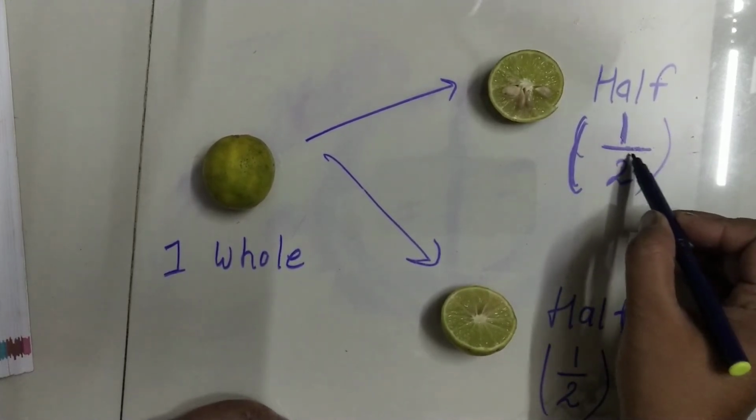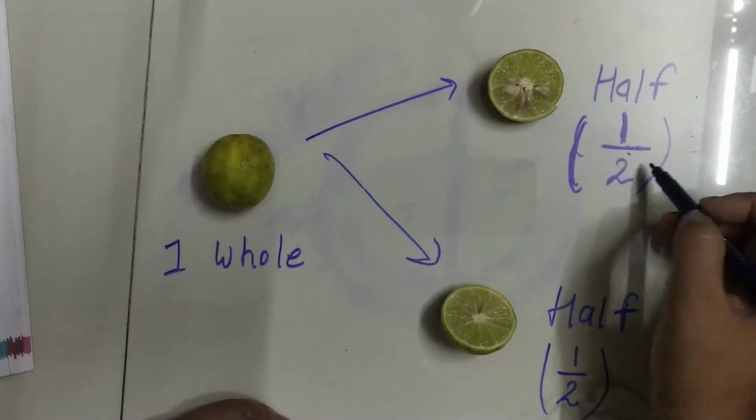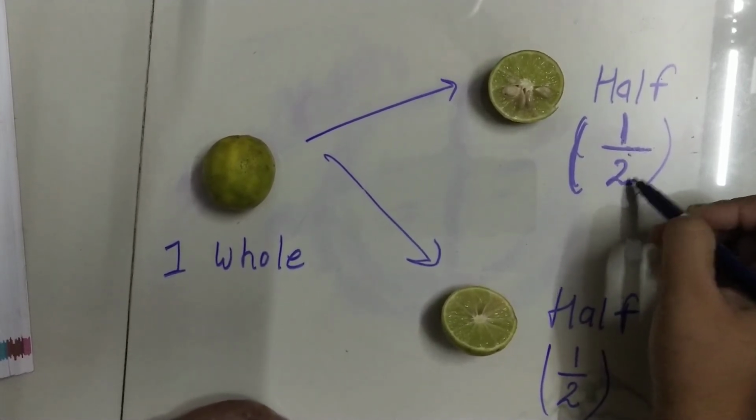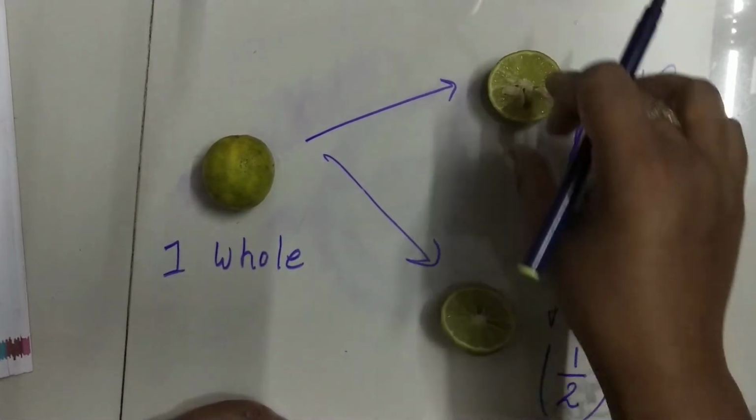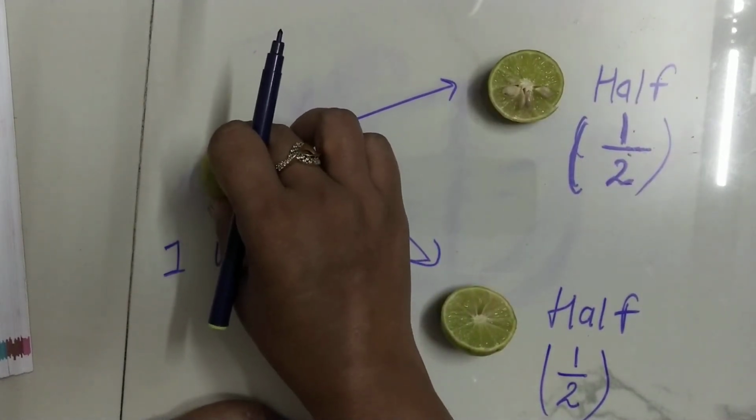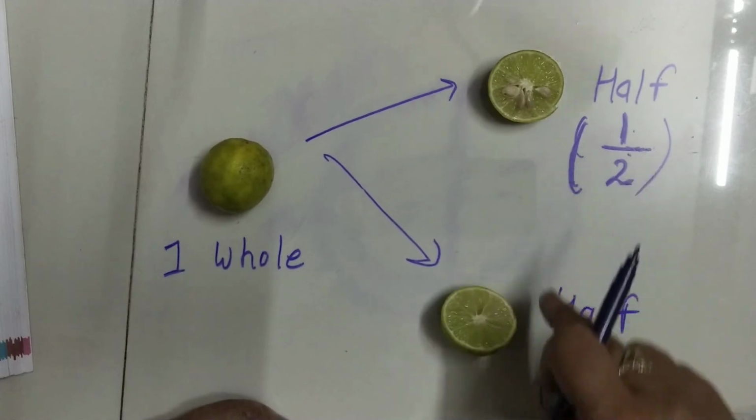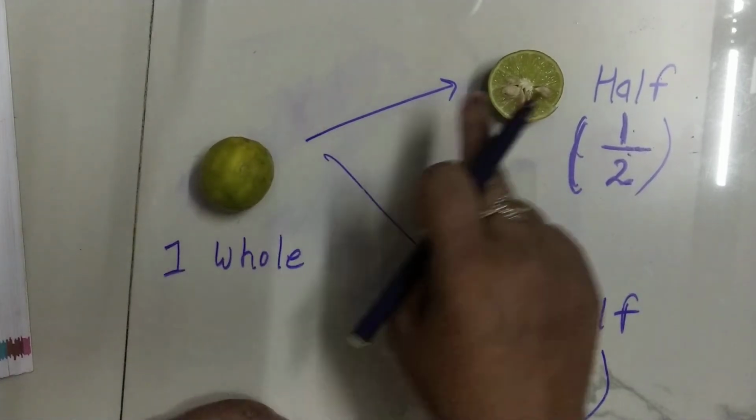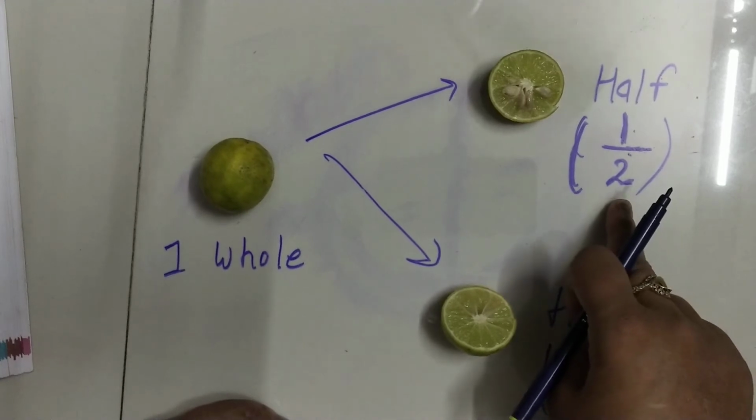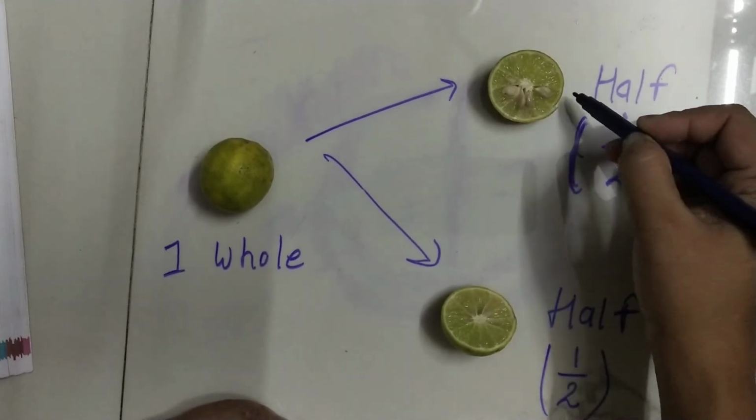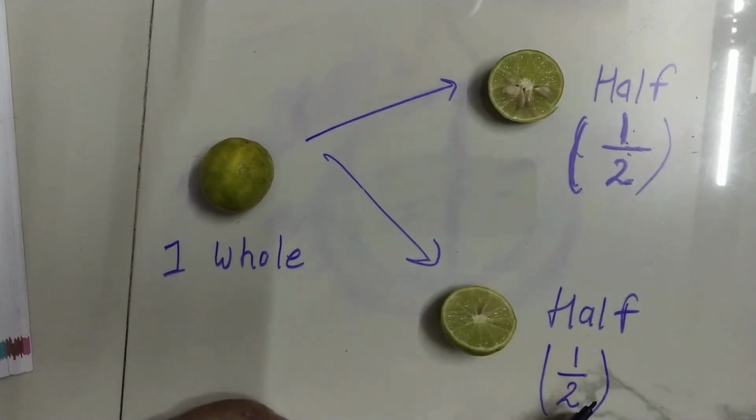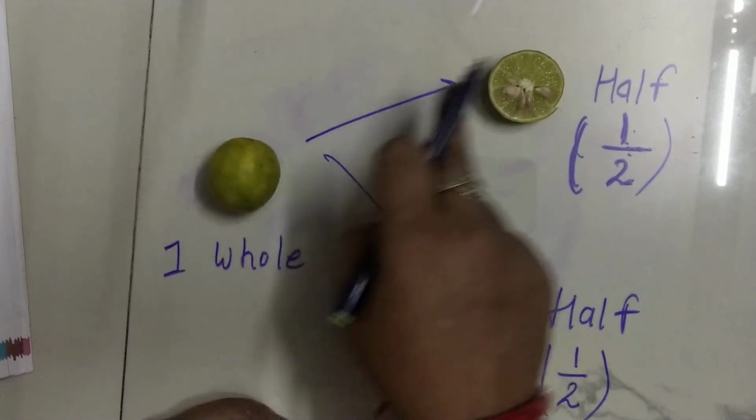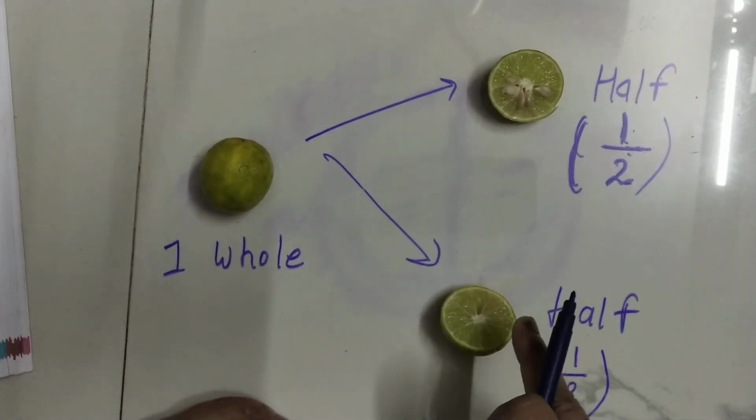So children, in 1/2, the meaning of 2 is that we divide the whole object into 2 equal parts. This one is the whole object. That is why we write it as 2. But here we consider only this one, half, so we write it as 1 by 2. Two equal parts and we consider 1, so it will be 1. When we divide the whole into 2 equal parts, it will be half and half.